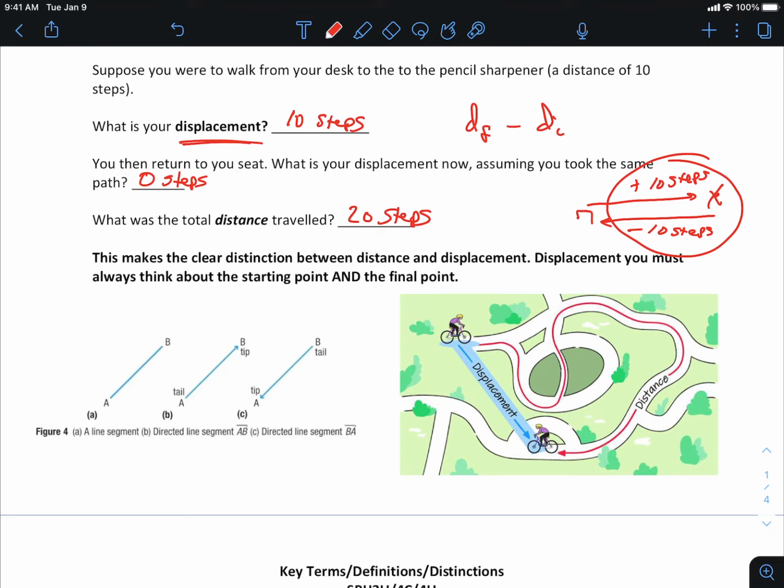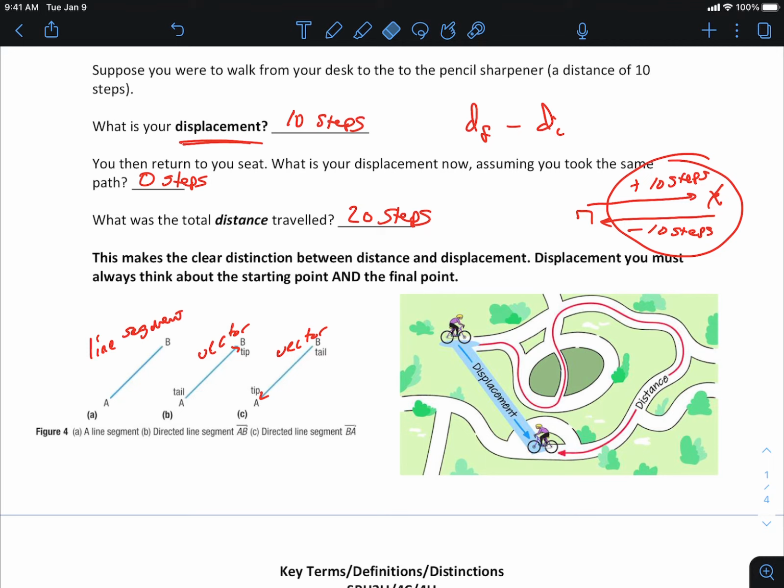Okay, so figure 4 here is just depicting the differences between what you would see, right? For A, this is just a line segment. And then for B and C, these are actual vectors, right? This is a vector, and this is a vector. It's a vector because it has an arrow on it, right? It's indicating direction. I don't know if this one is going this direction or that one, right? That's why it's just a scalar.